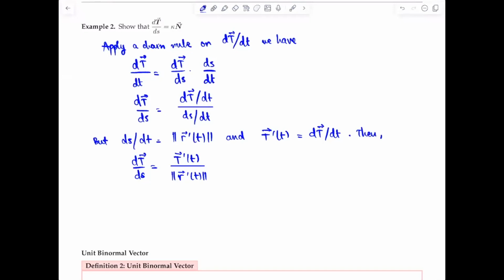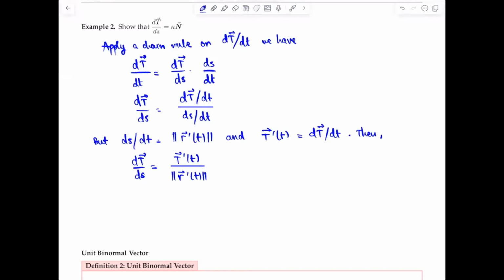So what is the formula for the curvature? Kappa is the curvature. We have two formulas for the curvature. One is the magnitude of dT/ds, how fast the unit tangent vector changes with respect to the arc length. So that's the definition.